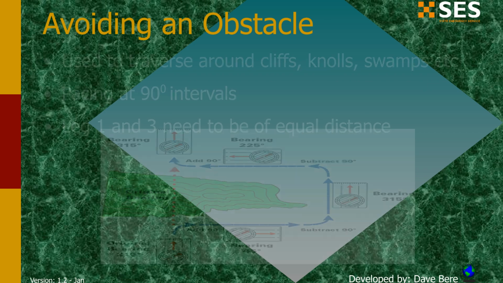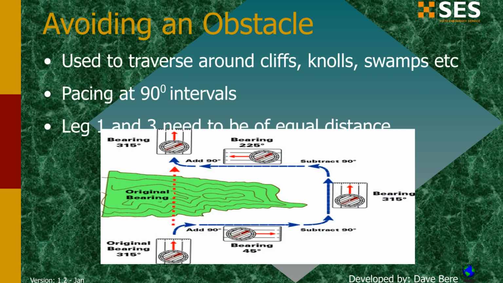To avoid an obstacle, use pacing at 90-degree intervals. The first and third legs of your traverse must be of equal distance to return to your original line of travel after navigating around the obstruction.